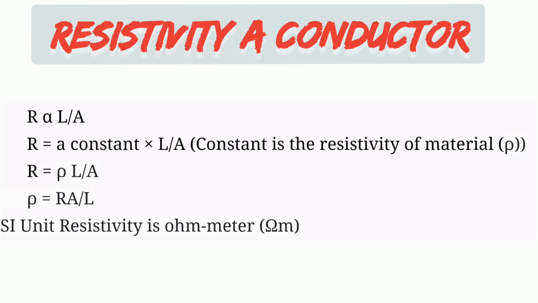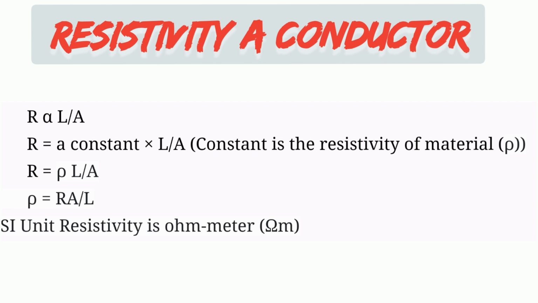to L by A. To change the proportionality sign, multiply with a constant, then R equals a constant into L by A. This constant is the resistivity of the material, represented by the Greek letter Rho. So the equation becomes R equals Rho into L by A.